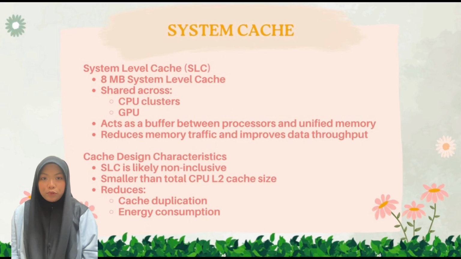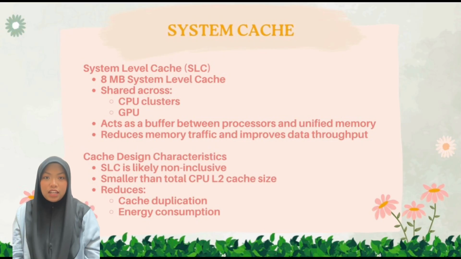Unlike the inclusive last-level cache designs commonly found in Intel processors, the SLC in the Apple M1 is slightly non-inclusive as its capacity is smaller than the total size of the CPU L2 caches. This design choice indicates a focus on reducing cache duplication and lowering energy consumption rather than maintaining strict cache inclusivity.